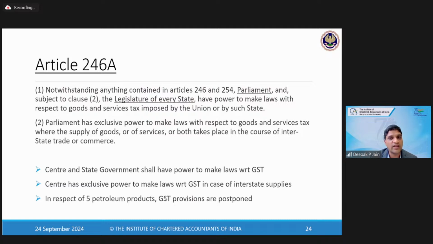Cascading effect, we have understood, cascading means tax on tax. In a previous session, we explained it with numbers. So you will understand what a cascading effect is from the recording of the previous session.